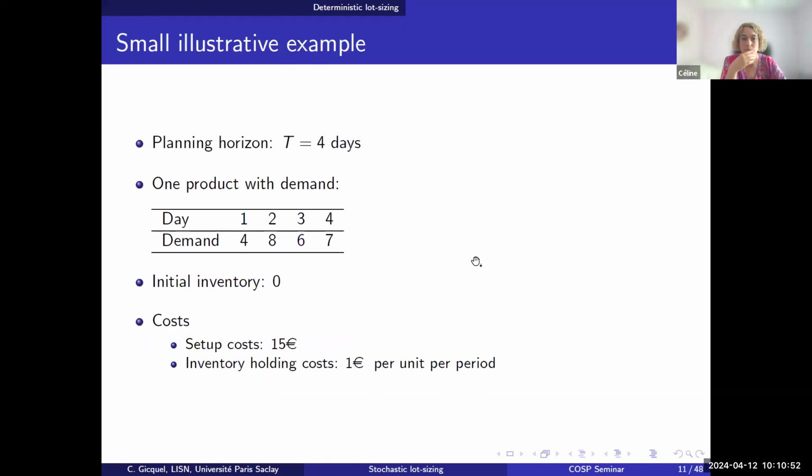Let's have a look at a small illustrative example to highlight this trade-off that we are seeking to find in lot sizing. Let's consider a very simple instance with a planning horizon of 4 days. At the end of each day, we have to satisfy this demand. You see this time-varying demand. We assume that we have no initial inventory. Each time we want to produce something on the resource, we have to pay 15 euros. These are the setup costs. And each time we want to anticipate the demand, we have to pay 1 euro per unit held in stock per period.